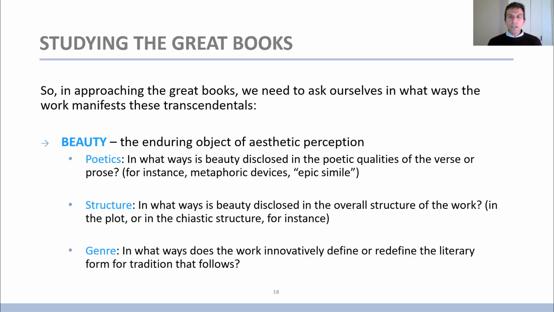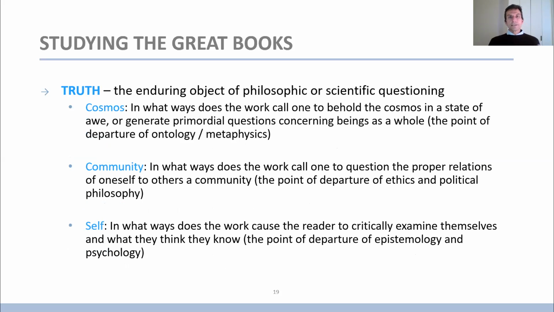And we'll see some of the ways in which, for instance, Antony and Cleopatra, Paradise Lost, and sonnets work with structure. Genre: does the work innovatively define the genre? Truth: does the work make me question and think about the cosmos, the beings as a whole, in a new way? The community: does it make me think about the way in which the self relates to the community in a new way? Does it make me think about myself in a new way, and how I question myself and maybe the limits of myself?